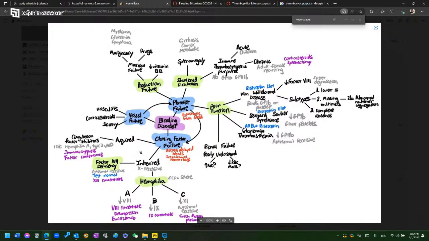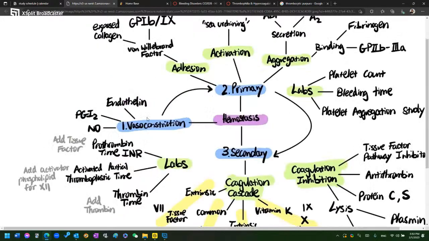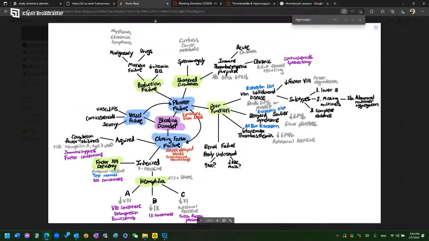Let's talk about it. We could have a vessel failure, which could just cause bleeding, just mechanically damaging your vessels, which is kind of analogous to our vessel problems here. Failure to vasoconstrict, failure to maintain integrity, right? Whether it's vasculitis, scurvy, corticosteroids, something that is preventing your blood cells from being strong and clotting themselves and vasoconstricting, vessel failure.